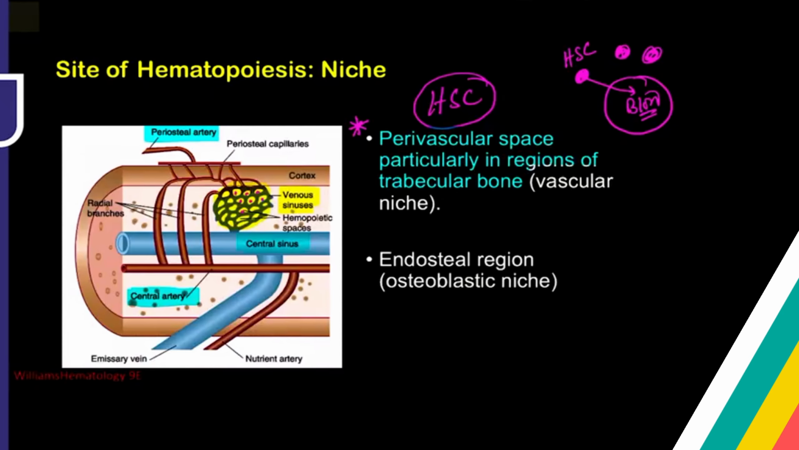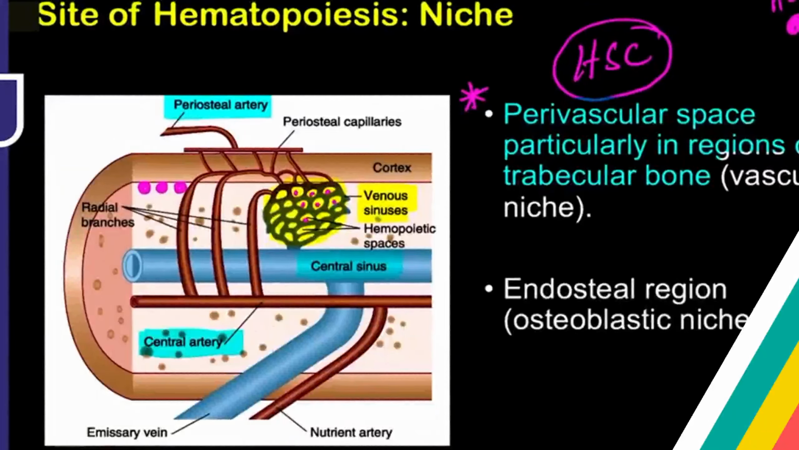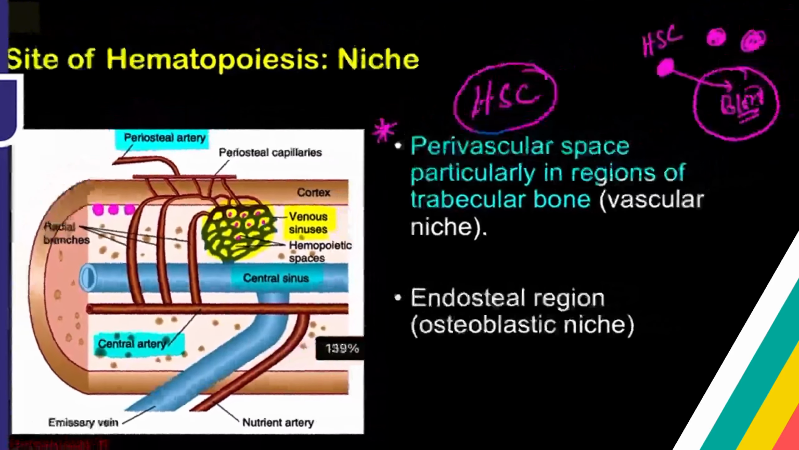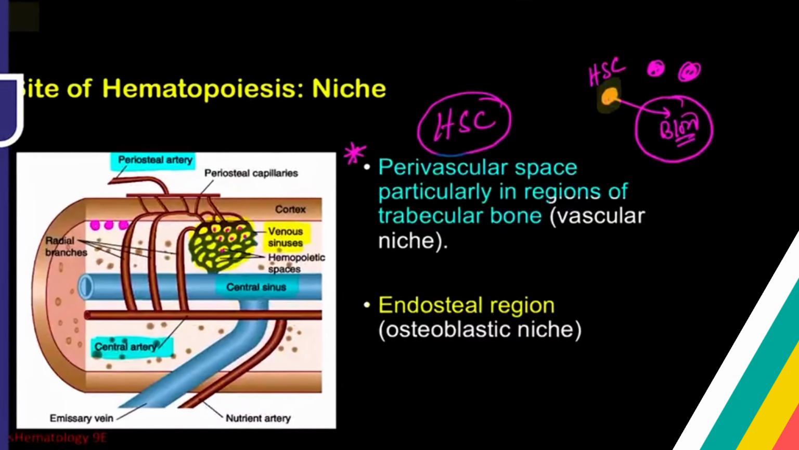But apart from this perivascular space, certain hematopoietic stem cells also remain close to the endosteal region of the bone. Okay, so that is known as endosteal region hematopoiesis, right? So one is hematopoietic stem cell close to the vessels, that is the vascular region, and one is hematopoietic stem cell close to the endosteal surface, that is the endosteal region hematopoietic stem cell.